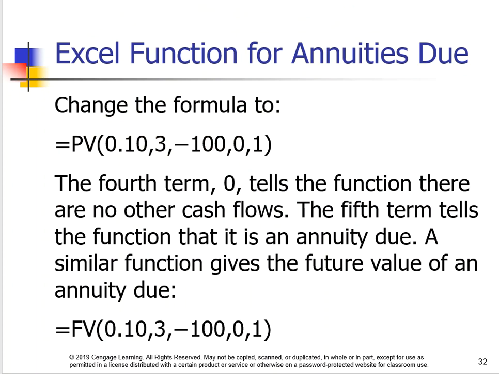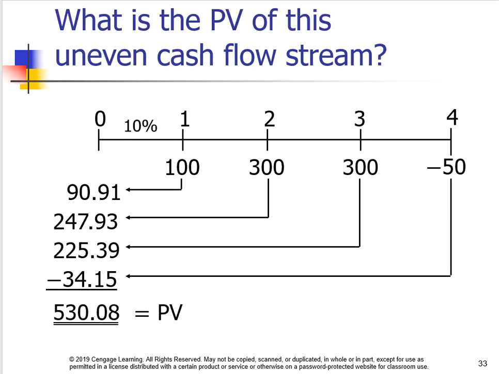In Excel, the very last argument is 0 for end mode and 1 for begin mode. Normally the default is 0, so when we put in our data, we just ignore that. But if you do have a begin mode problem, then you put a 1 there to say that it's in begin mode. Okay, uneven cash flow streams.